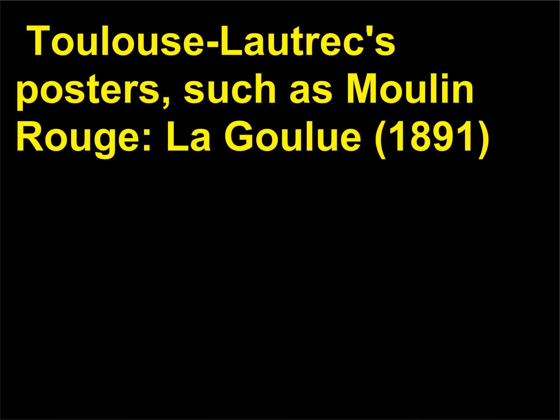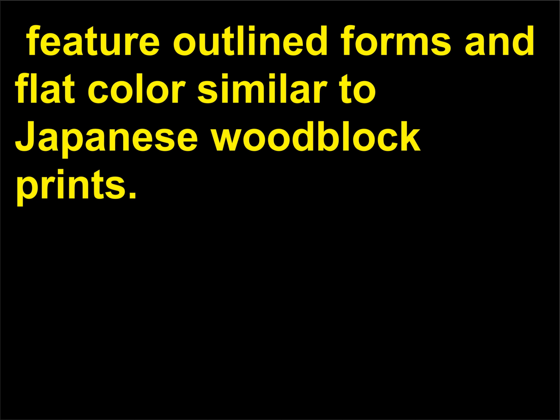Toulouse-Lautrec's posters, such as Moulin Rouge, La Goulue, 1891, feature outlined forms and flat colors similar to Japanese woodblock prints.